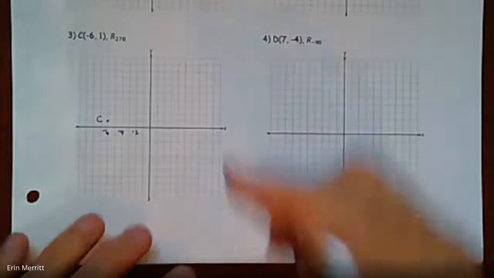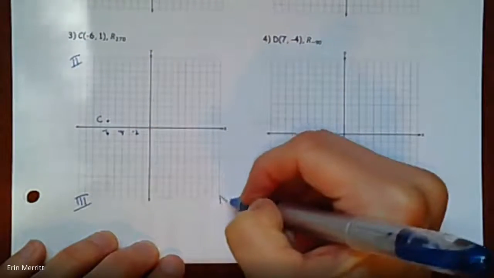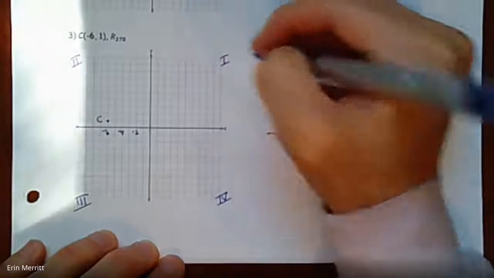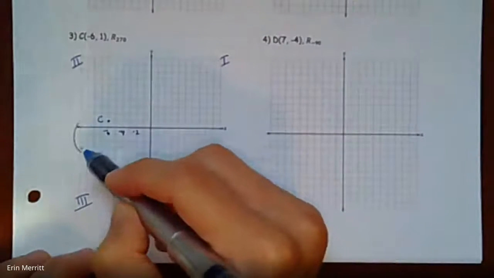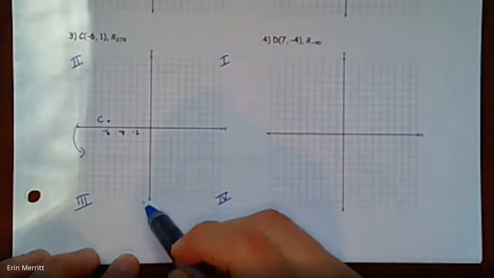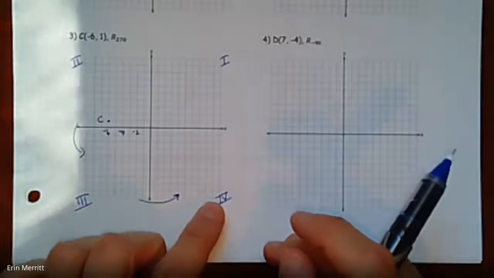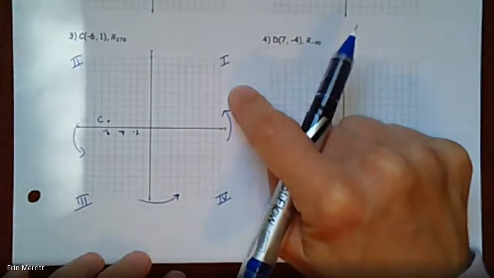All right, so again, think about where you're starting. We're in quadrant 2. So I can label the quadrants. This is not something you typically have to do, but it might help for this scenario. So 90 degrees would land you here. Another 90 would land you over in quadrant 4. One more 90 will land you all the way back up in quadrant 3.